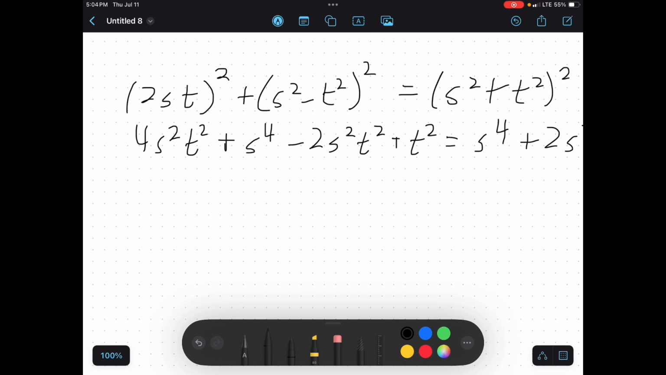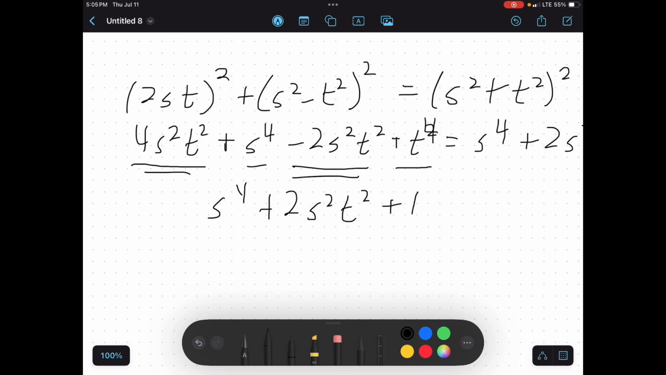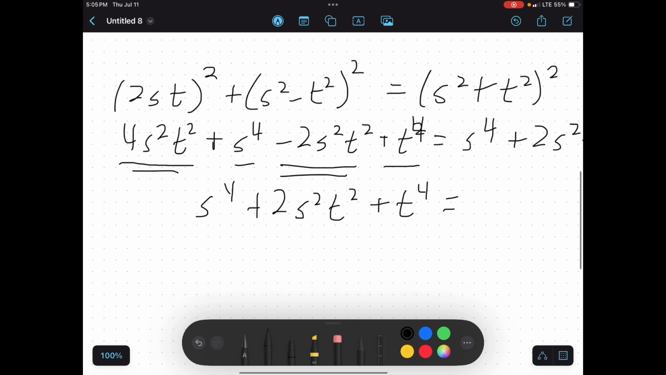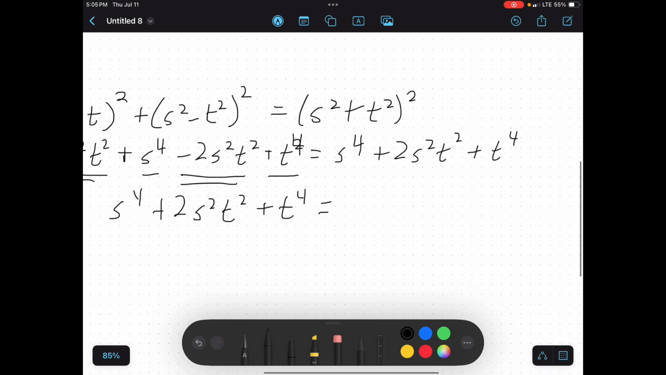You'll notice I have an s to the 4th. This was supposed to be t to the 4th. My apologies. That's a 4 now. I have a plus t to the 4th, and I have 4s squared t squared and minus 2s squared t squared. Those are like terms, and when I combine those, 4 minus 2 is 2. So what I wind up with is s to the 4th plus 2s squared t squared plus t to the 4th. And that equals, well, look what I already had on this side.